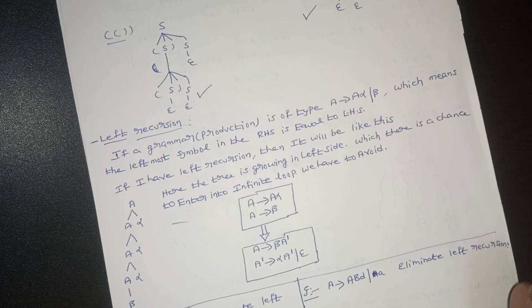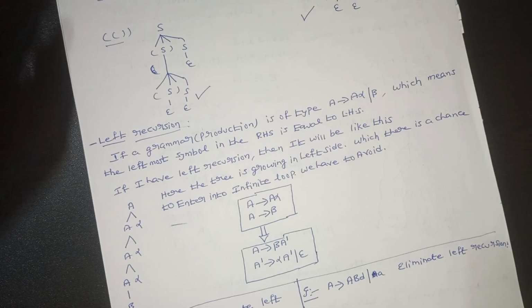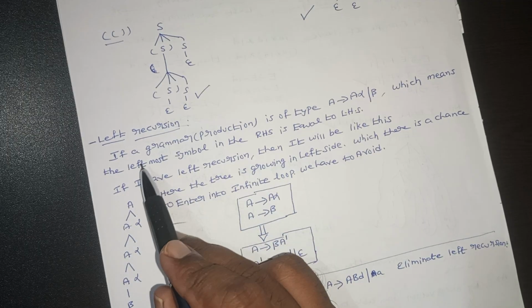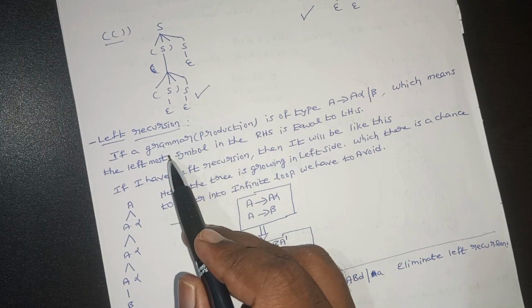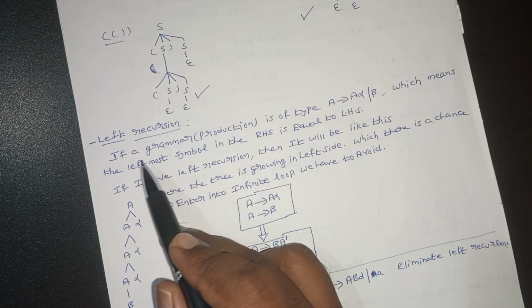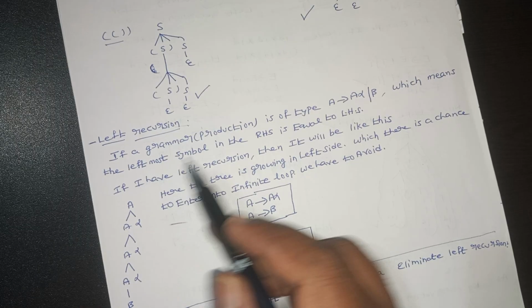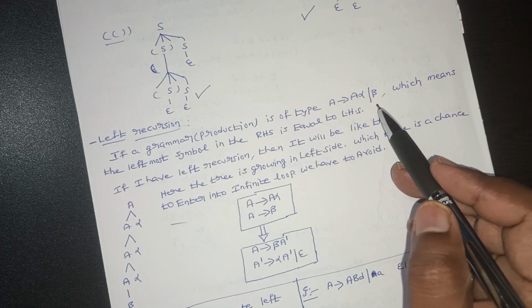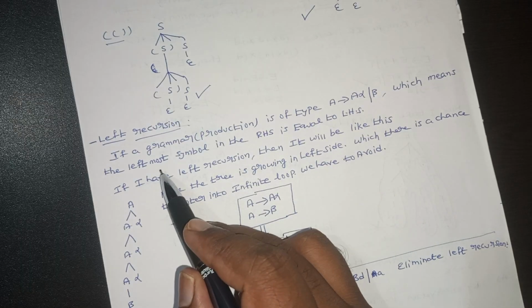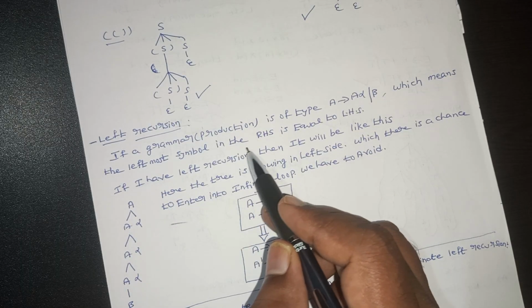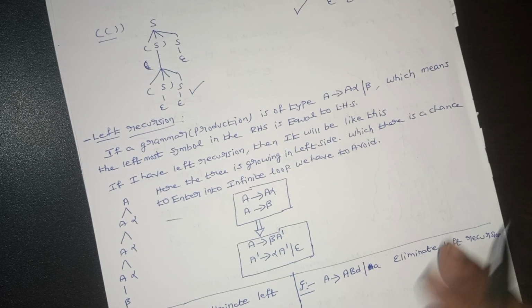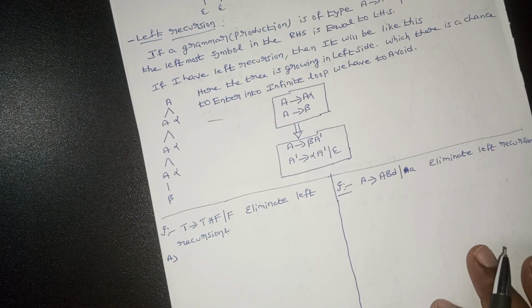Okay, now coming to the next concept, it is a very important concept: left recursion. First of all, we have to know what left recursion is. If a rule in the grammar, a production, is of the type A tends to A alpha or beta, which means the leftmost symbol in the RHS is equal to the LHS. For example, take this example.